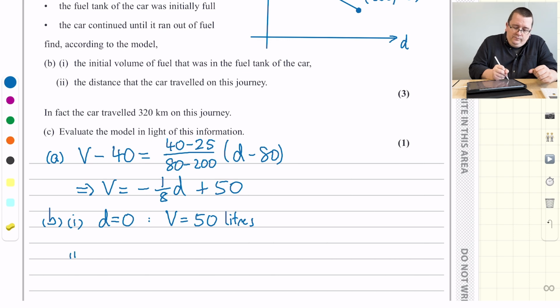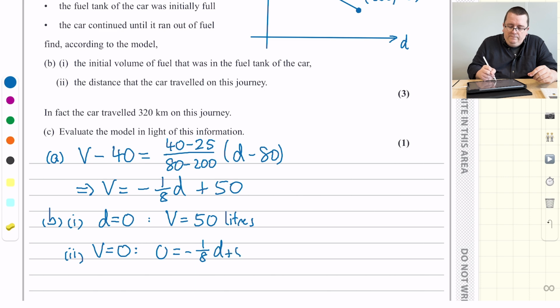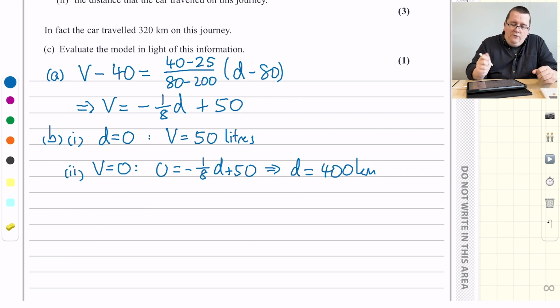Part 2, the distance that the car travelled on this journey. Well, that will be when it has completely depleted the fuel reserve, which will be when V is 0. So 0 is equal to minus 1/8 D plus 50. So if we add 1/8 D to both sides, multiply through by 8, we get that D would have to be 400. So that's 400 kilometres.